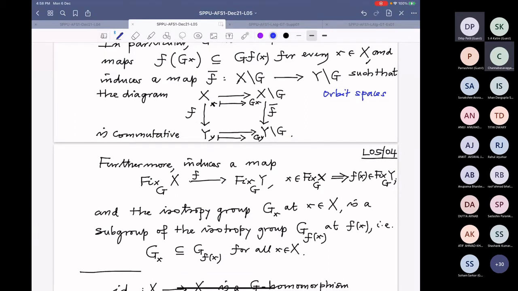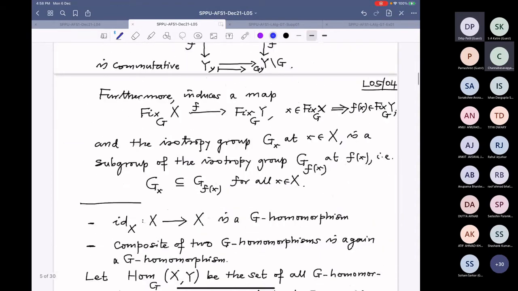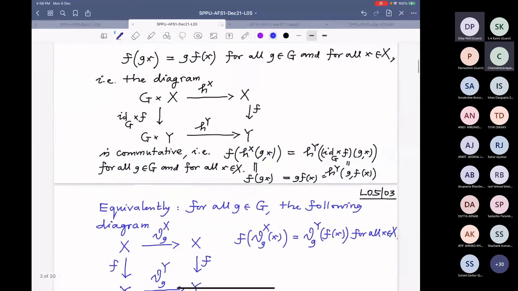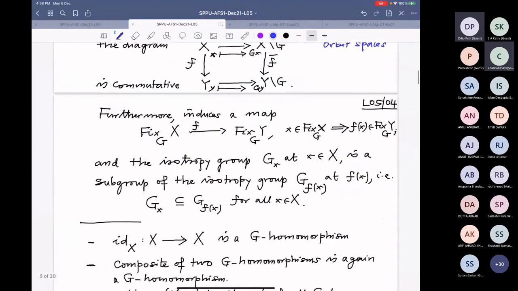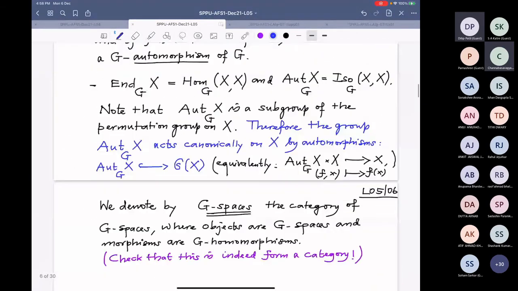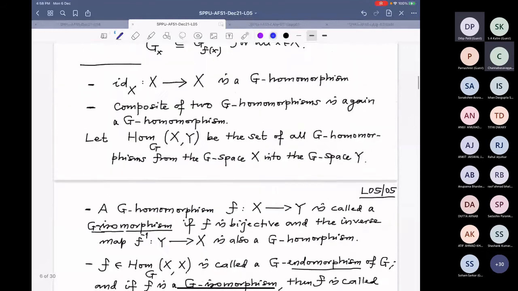What about the fixed points? On the fixed points of X, f will induce a map and it will carry them to the fixed points of Y. Again, all these statements are trivial from the definition. Because if x is fixed, then Gx is x and f of x is fixed. But I would still say you please check it.